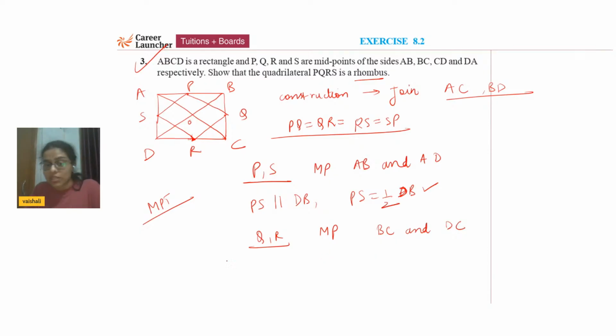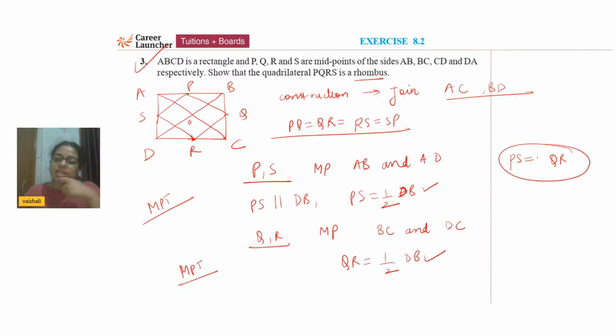Now again, because these are midpoints, by the midpoint theorem QR is equal to half of DB, or even parallel, but I'm only bothered about these two equations. So from these two equations I can say that PS is equal to QR. Now also remember, can I say that SP is equal to half of DB? SP is equal to half of DB, and this is further equal to what?